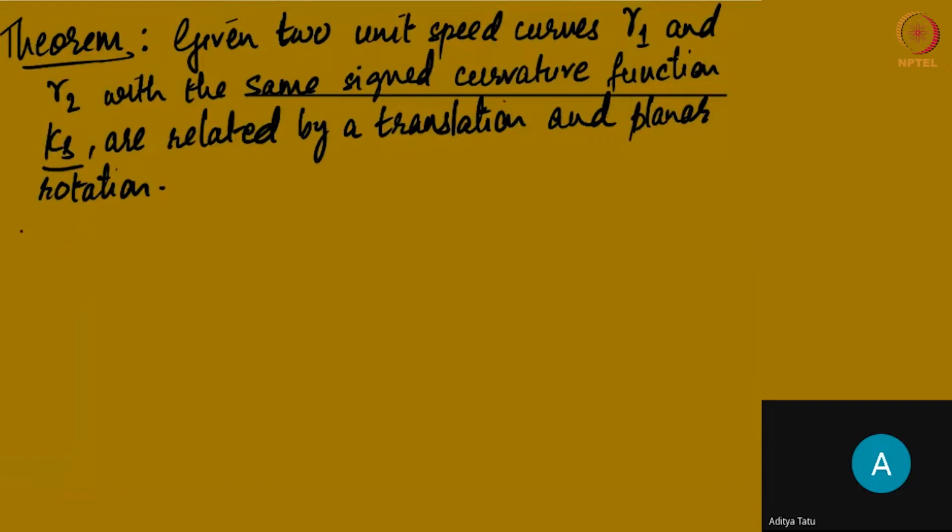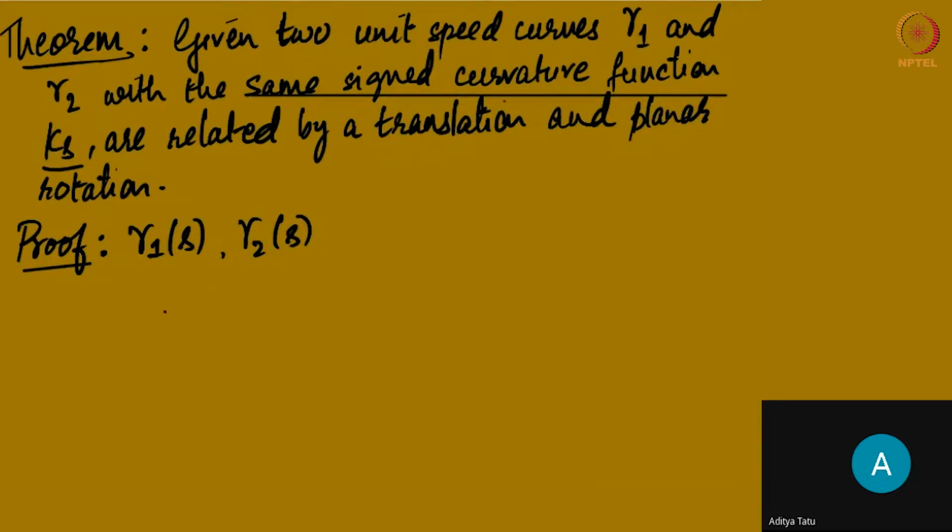Okay, so let's quickly work out the proof, right? So what is given? We're given two unit speed curves, gamma 1 and gamma 2, right? So let's call gamma 1 of s a general point on the first curve, and gamma 2 of s another point on the other curve. What is given to us? It's given that both of them have the same signed curvature function, right?